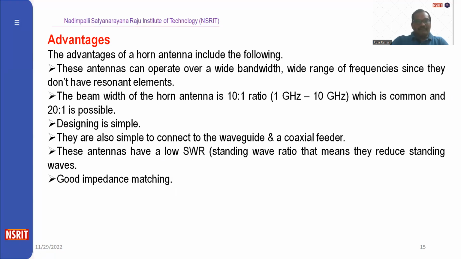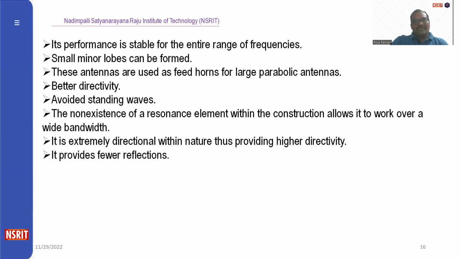Advantages of the horn antenna. These antennas can operate over a wide bandwidth, a wide range of frequencies, since they do not have resonant elements. The bandwidth of the horn antenna is a 10:1 ratio, 1 GHz to 10 GHz, which is common, and 20:1 is also possible. The design of a horn antenna is very simple. They are also simple to connect to the waveguide and coaxial feeder. The antennas have very low standing wave ratio and good impedance matching. Their performance is stable for an entire range of frequencies.